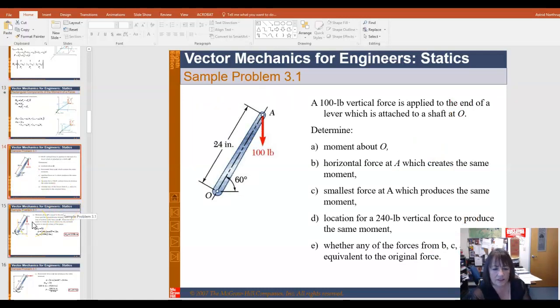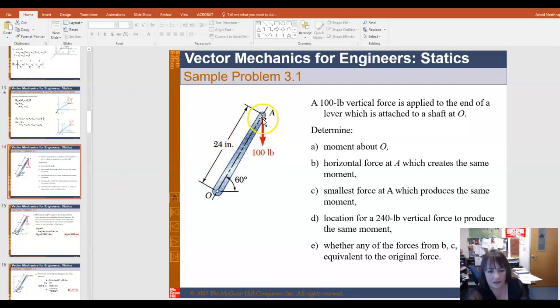So 3.1 talks about a sample problem. We have a 100-pound vertical force, that would be this, and it's applied to this lever. So in other words, if we're finding the moment about point O, there might be a pin or something there, and we want to know the magnitude of that moment. We have a force and we have a vector R, and we know an angle. So we can find all of these pieces of the puzzle. We can find the moment about O, the horizontal force which creates the same moment, the smallest force at A which creates the same moment, and the location for a 240-pound vertical force to produce the same moment.